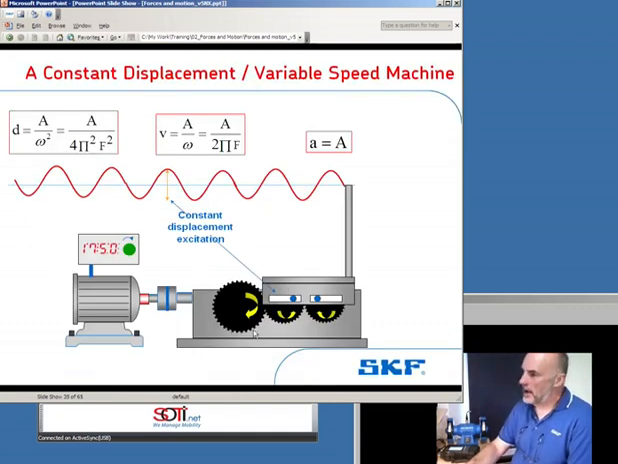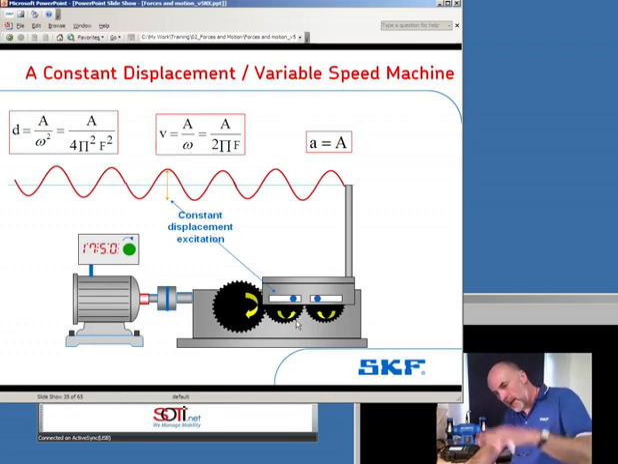We've got a constant displacement machine here. We've got a table which we can shake up and down. We've got a cog with a pin in a slot, and as this cog rotates, it's going to make this shaker table move up and down. We've got a variable speed drive, so we can make this shaker table go up and down with a constant displacement, but with a varying speed.